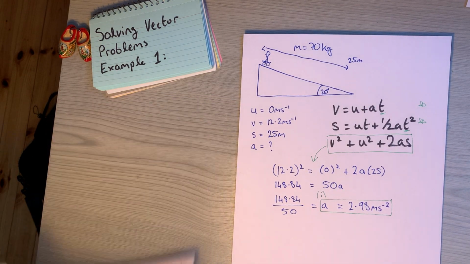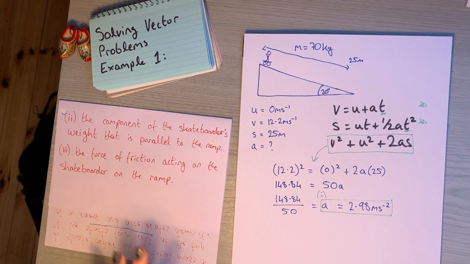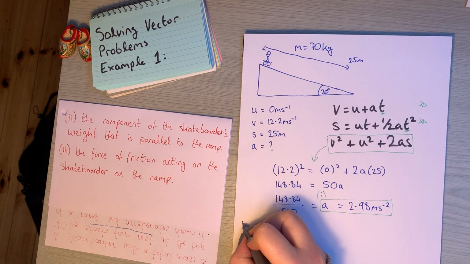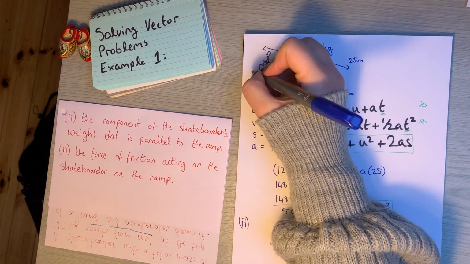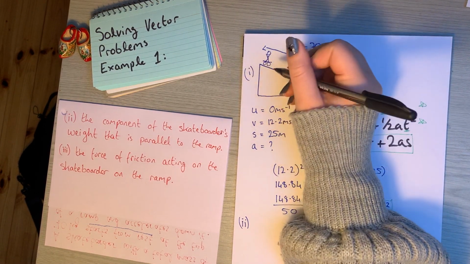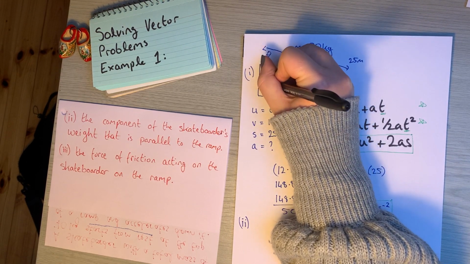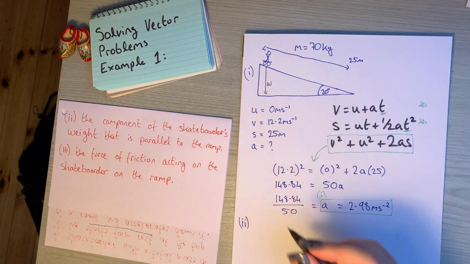Okay, and then they go on to ask us to calculate the component of the skateboarder's weight that is parallel to the ramp. Right, so let's go back up to our diagram up here. So first of all, where does our skateboarder's weight go? So his weight goes straight down, and we'll denote that by W.